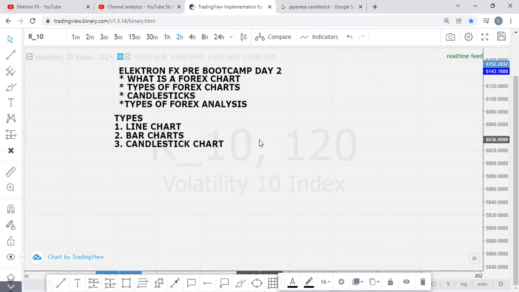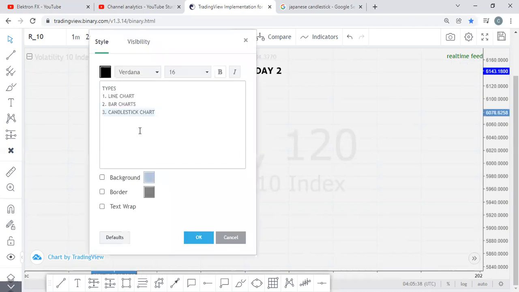What is the significance of all these things? You're seeing all these candles going up, going down. What are we using it to do? That's what we want to know. How can this give me money? That is why types of forex analysis comes into play. Types of forex analysis is how to analyze and to predict price movement, and from there you make your money.